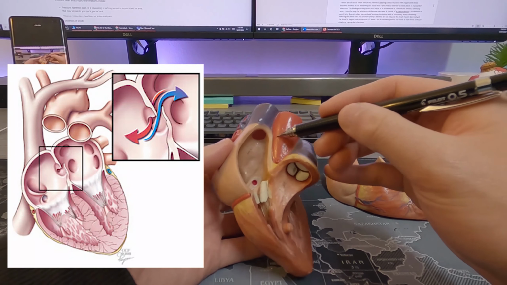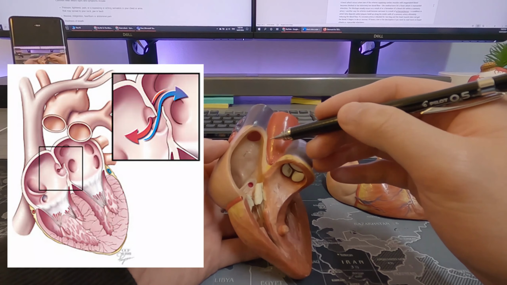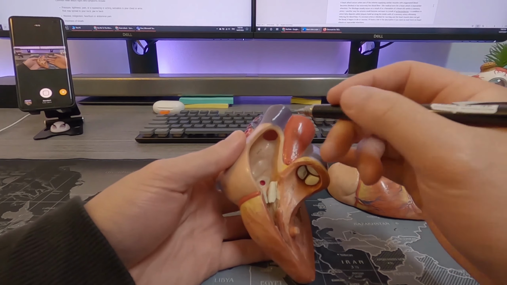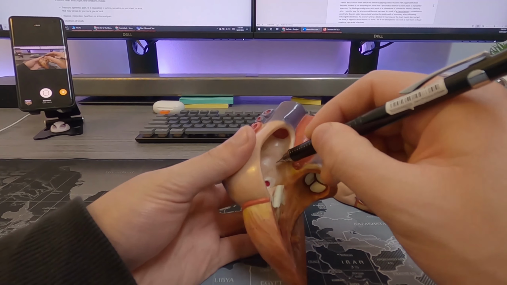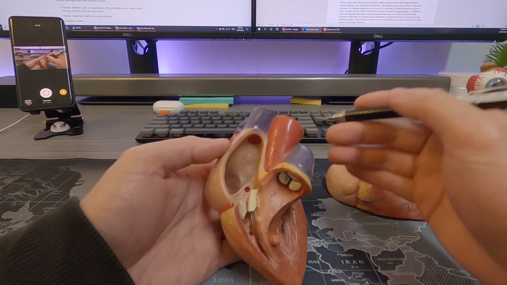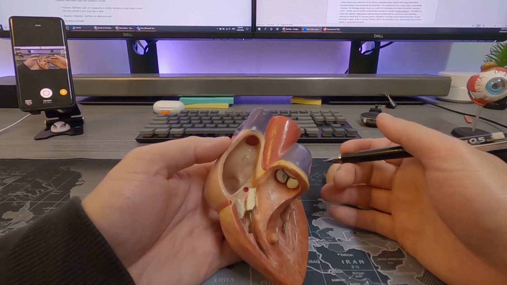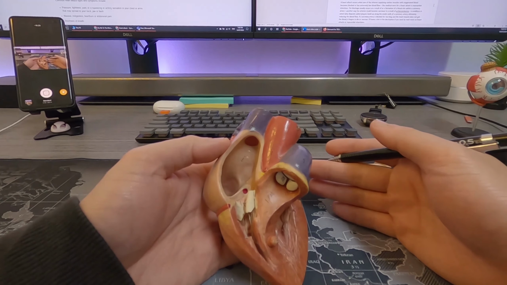However, the foramen ovale in the heart is located in this area over here. So we have a wall separating the left and right sides of the heart. We call that a septum. And the foramen ovale in the heart is found in the septum separating the right and the left atrium.